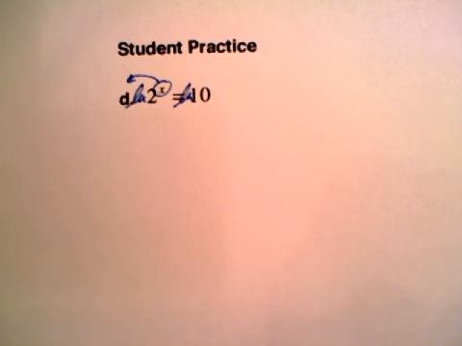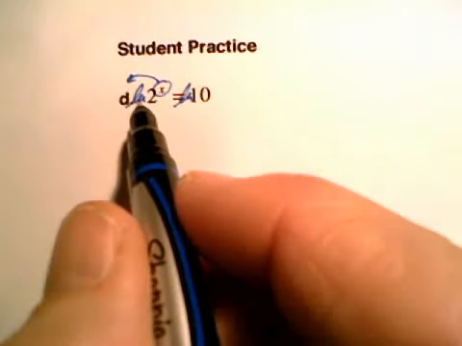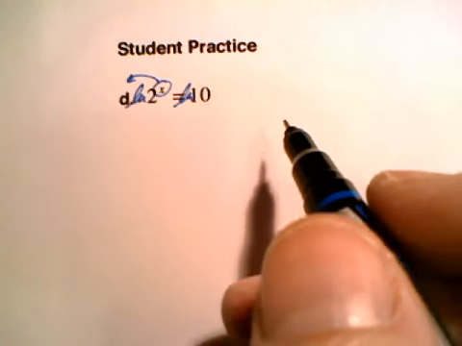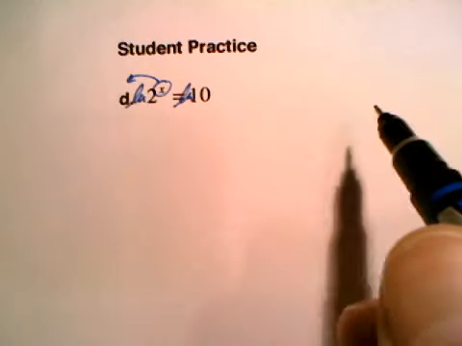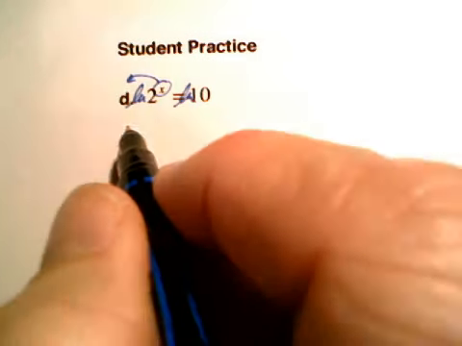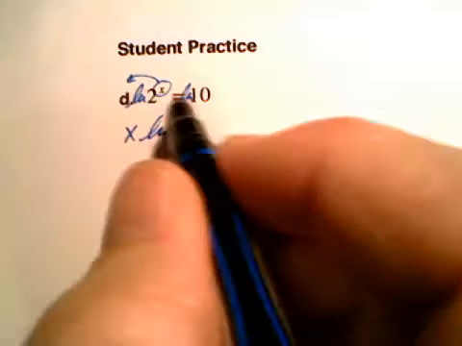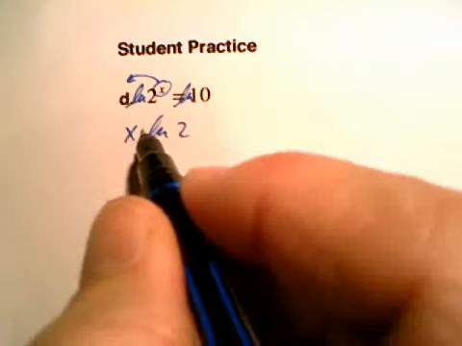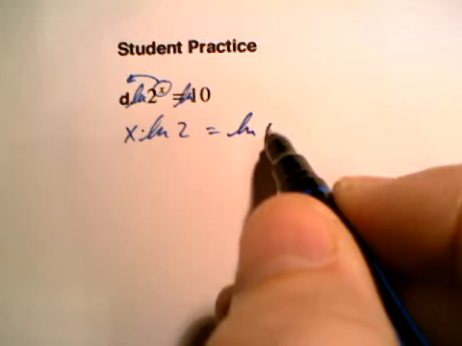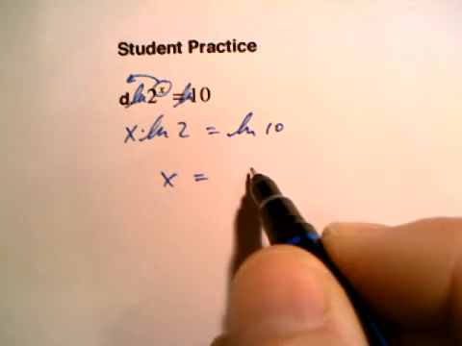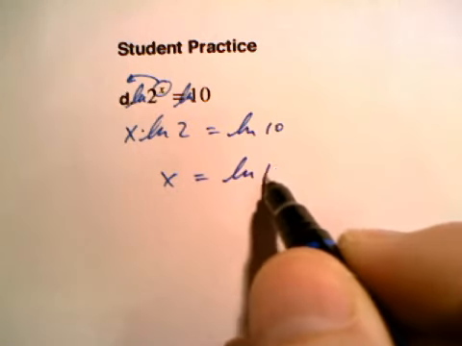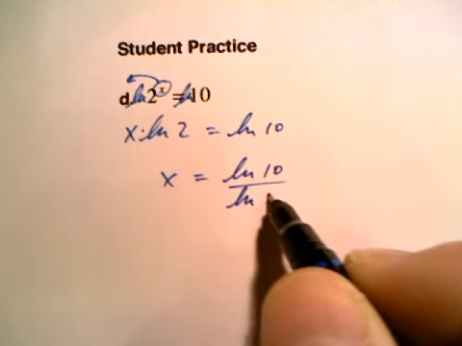Alright, so again, just like example 4, we're going to take the natural log of both sides. You can take the log base 10 of both sides if you'd like to. And I like ln because I can write it faster. That allows us to bring the x out front. x times ln 2 equals ln 10. Dividing both sides by ln 2, we get x equals ln 10 divided by ln 2.